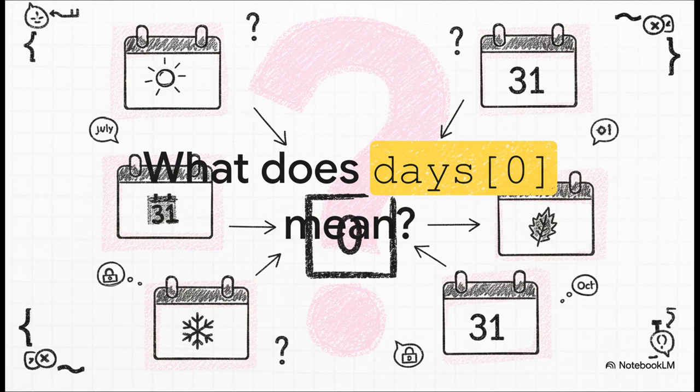Exactly. If you saw day 0 in your code a month from now, what does that mean to you? You'd have to count on your fingers, or maybe hope there's a comment somewhere. It's 31, okay, but is that January, March, May? Who knows? It's totally ambiguous.